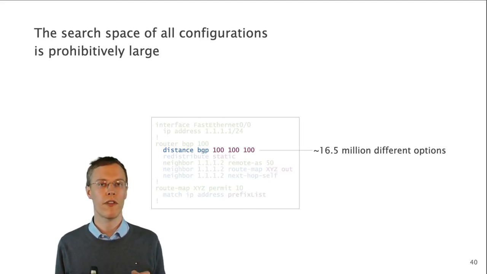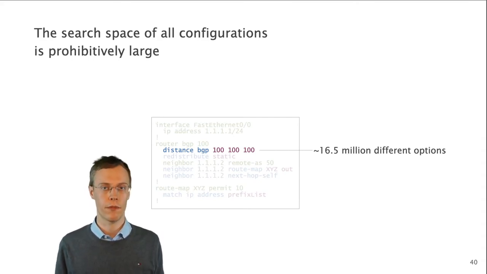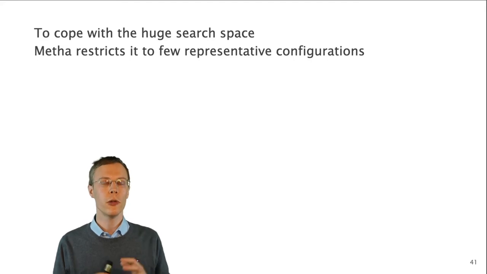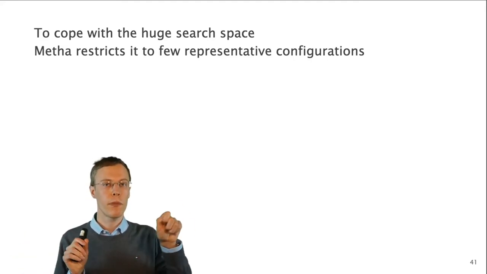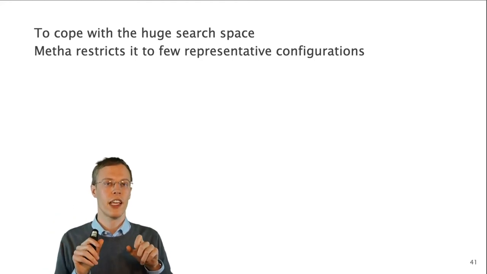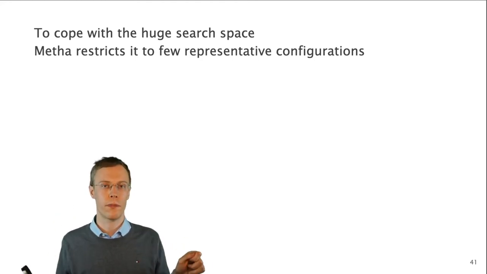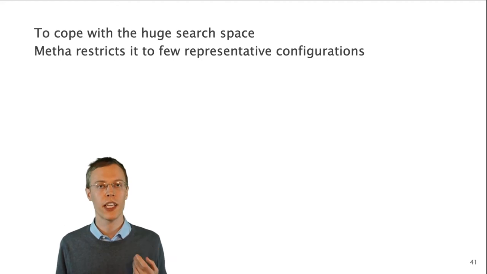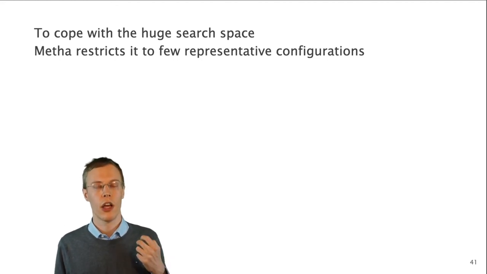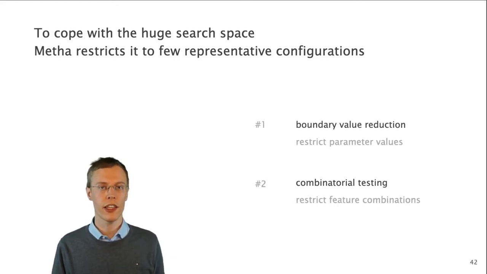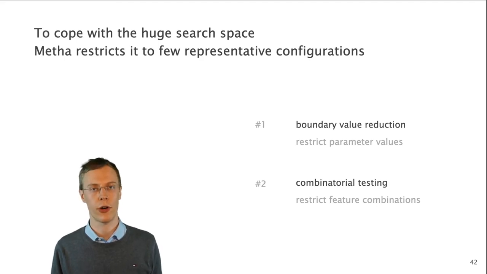But we don't look at features on their own, we look at them in combination. So to cope with this huge search space, we restrict it. Basically, we cherry pick fewer representative configurations to cover the space thoroughly. And we do that using two techniques. First of all, a boundary value reduction, and second of all, combinatorial testing.